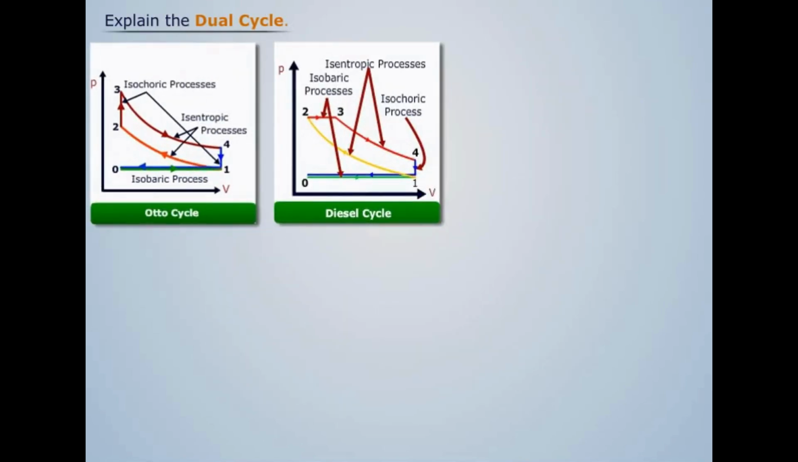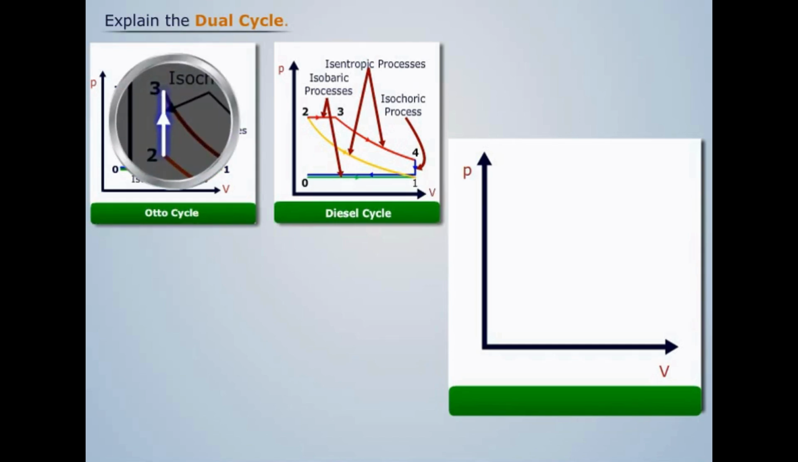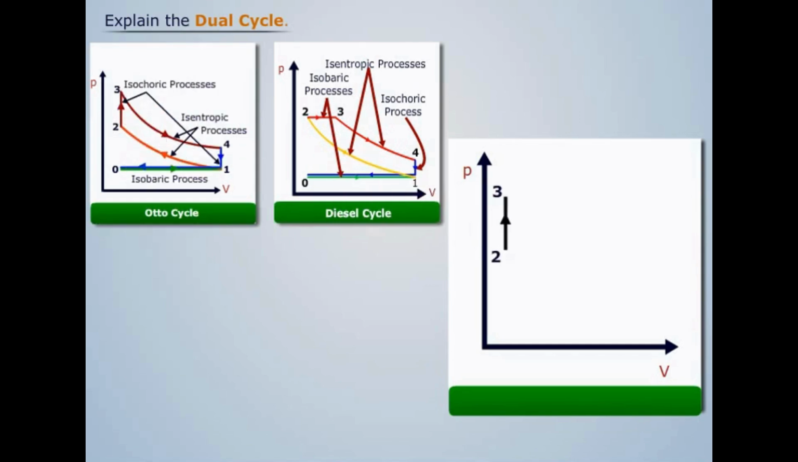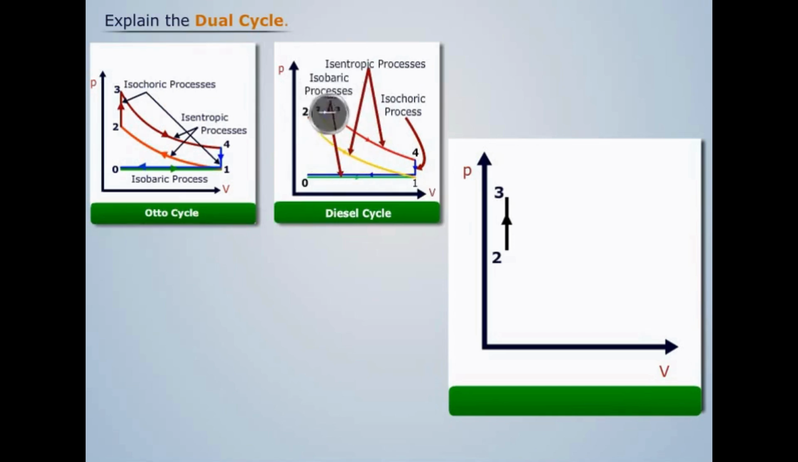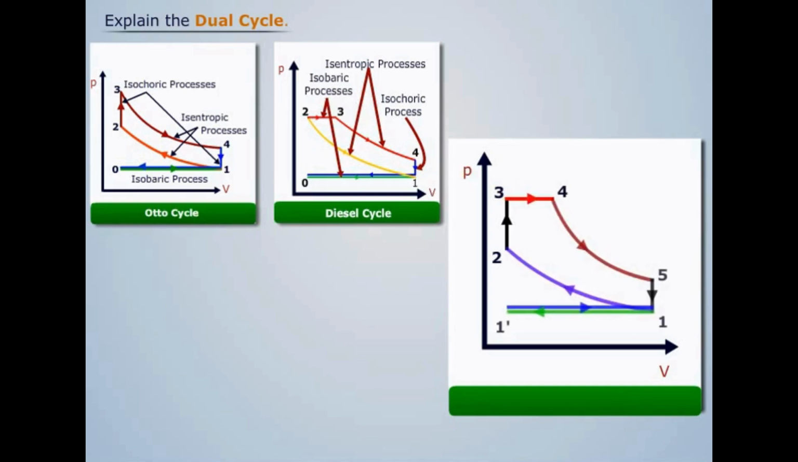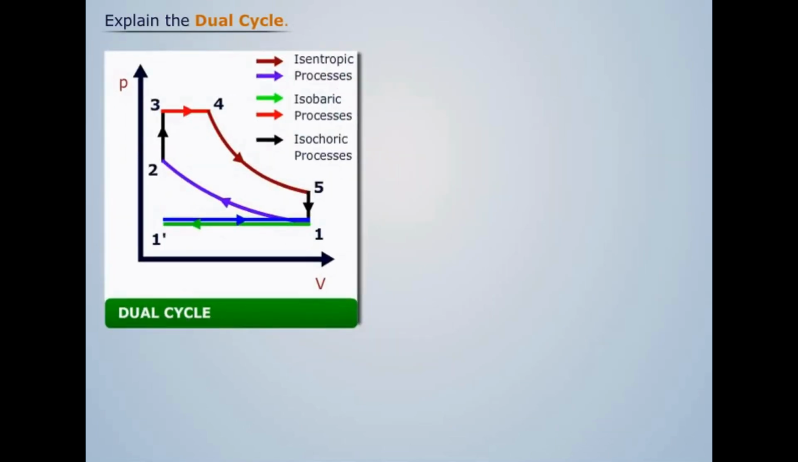To approach these processes more closely, heat addition is done as a combination of constant volume and constant pressure processes, while the rest of the processes are kept the same. Thus the new cycle comes out to be as shown. This cycle is known as the dual cycle or mixed cycle. It is also called the limited pressure cycle.